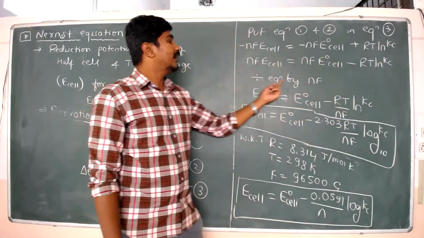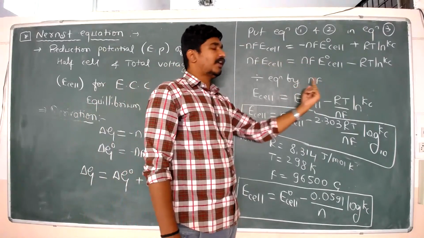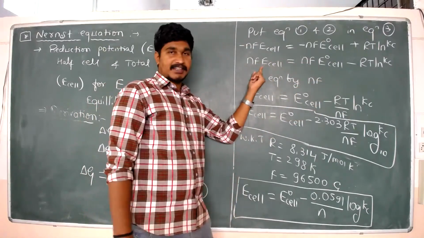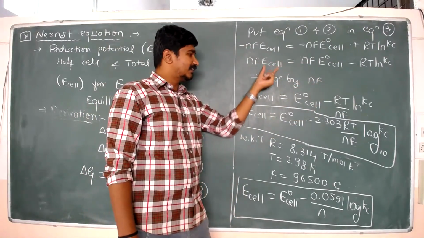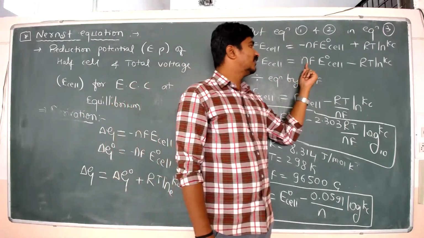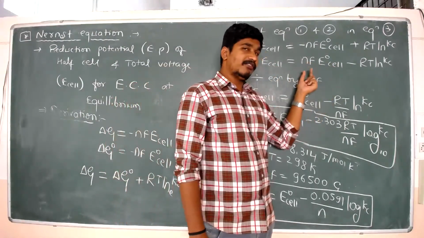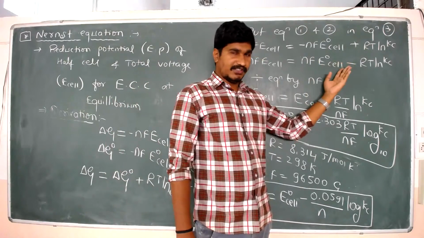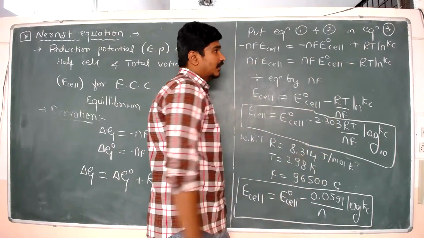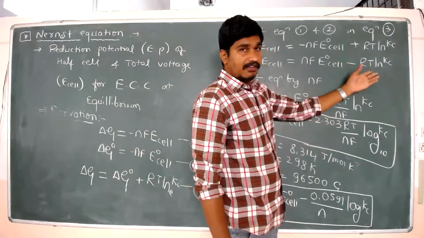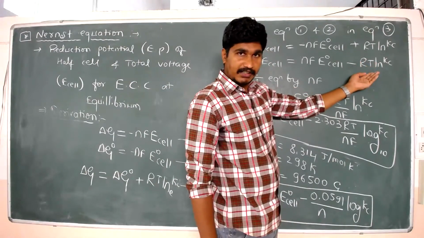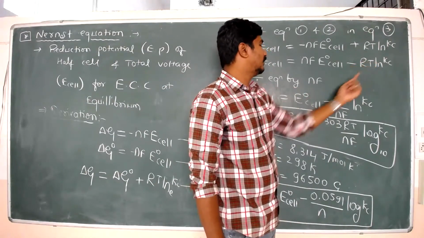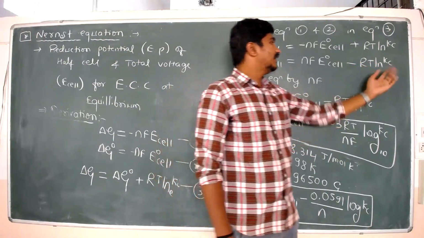Next, divide the whole equation by nF. What happens? nF gets cancelled here, and what is left is E cell. Here also nF is there, divided by nF means nF gets cancelled. What is left here? E naught of cell. Next, RT by nF, because here there is no nF. Therefore, if you divide it, it will become RT by nF ln Kc as it is.